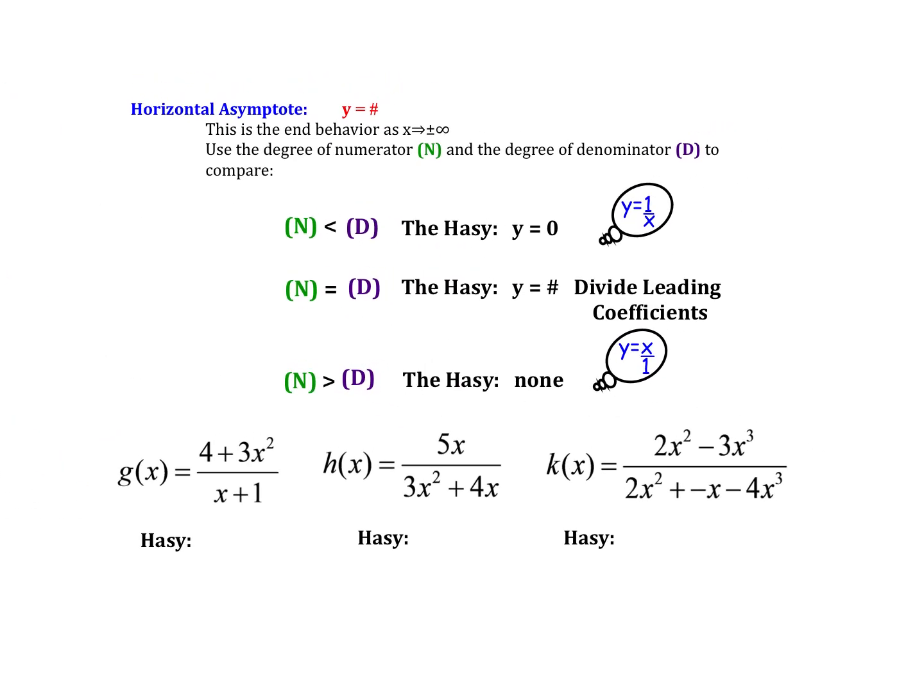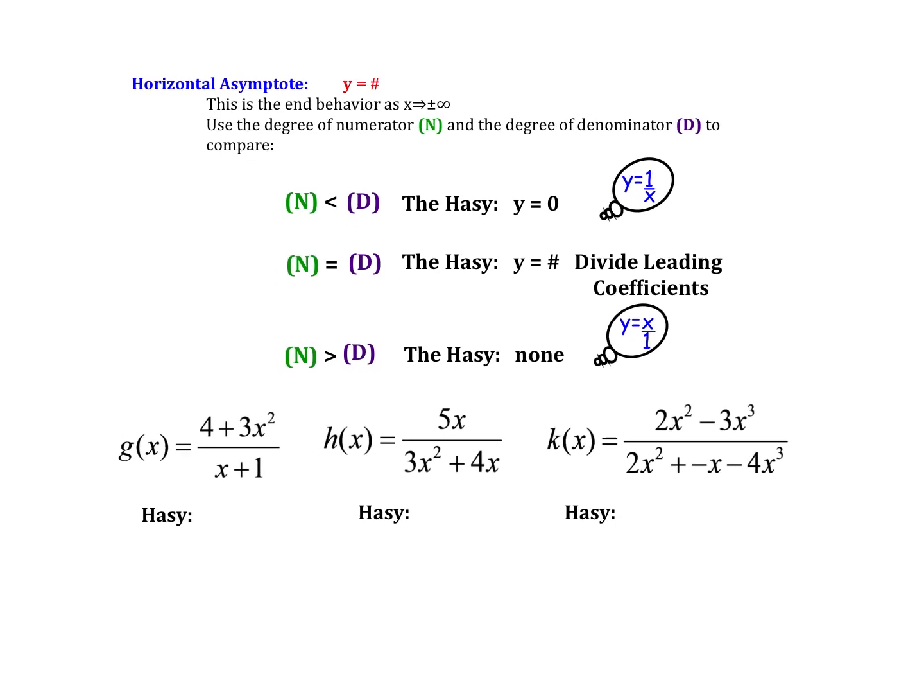For a horizontal asymptote, there are 3 different scenarios. The way you figure out the horizontal asymptote is you look at the degree of your numerator and the degree of the denominator. And when I say degree, what I mean is the exponents attached.